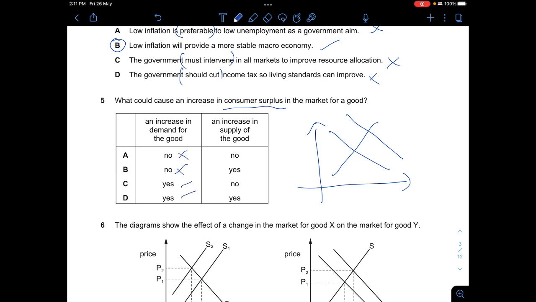And then an increase in supply for the good would also be possible, because if, let's say, I leave the supply curve to be in this state, it will look something like this. The original CS will be something like this. Then this is the new one. So now you can see that there's actually not really a larger consumer surplus. But if I were to shift the supply curve to the right, then it looks something like this. So there's a larger area. So yes, it does increase consumer surplus by increasing supply of good. So it says D.